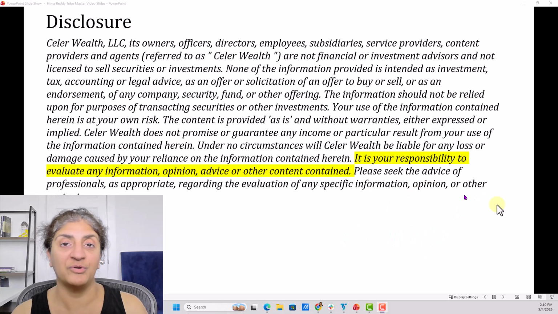Let's go for it. Now, before we look at the charts, important reminder that trading and investing can be extremely risky business. Therefore, it's your responsibility to evaluate any information, opinion, advice, or other content contained in this session.